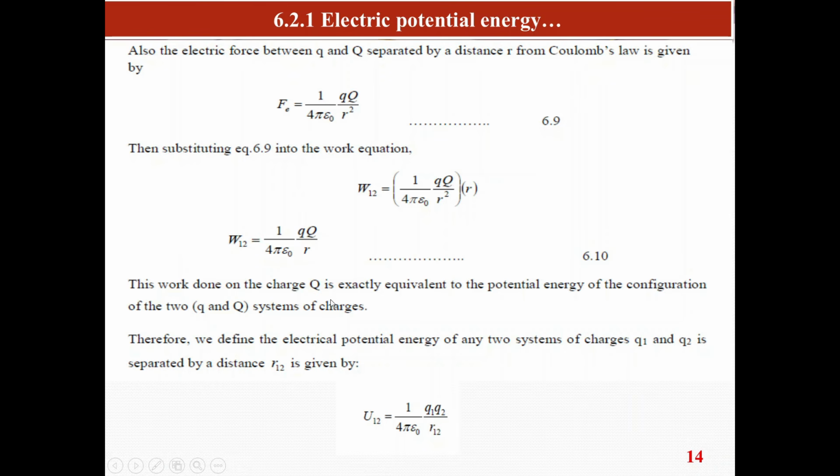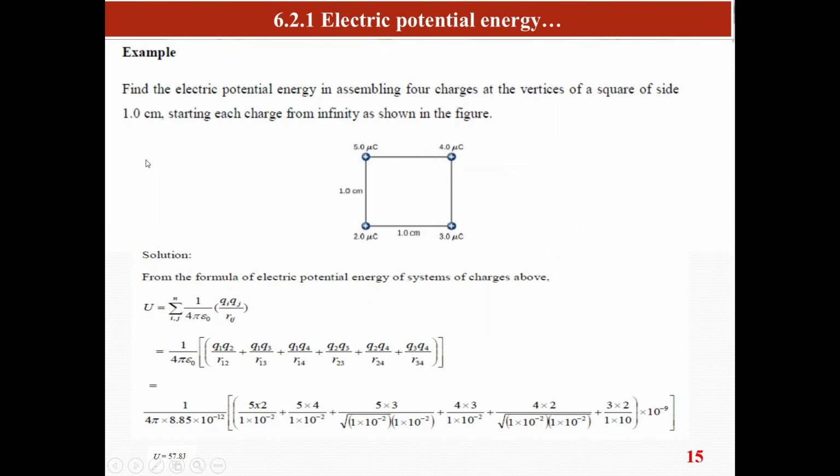So the work done on a charge q is exactly equivalent to the potential energy of the configuration of the two charges, q1 and q, the system of charges. Therefore, we define the electric potential energy of any system of two charges q1 and q2 separated by r12. It is given by this one: 1 over 4 pi epsilon naught q1 q2 over r12 will be the electric potential energy. So this is one of the best examples that we have.